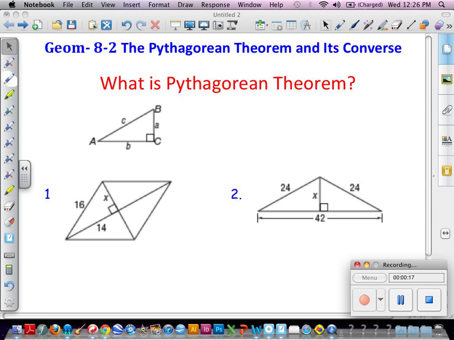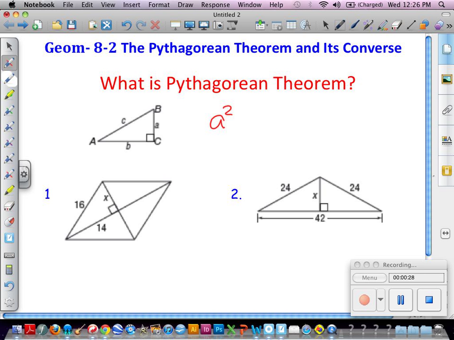The Pythagorean theorem says you can take the legs of a right triangle and square them. You can take a squared, which is a leg, plus the other leg, which I call b squared, and it equals the hypotenuse, which is c squared.